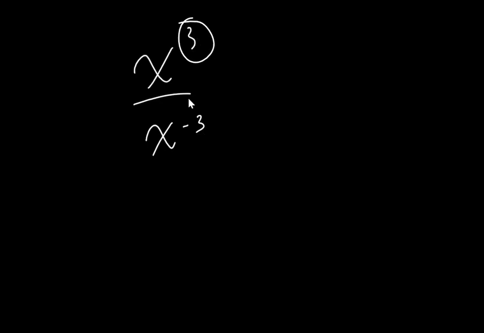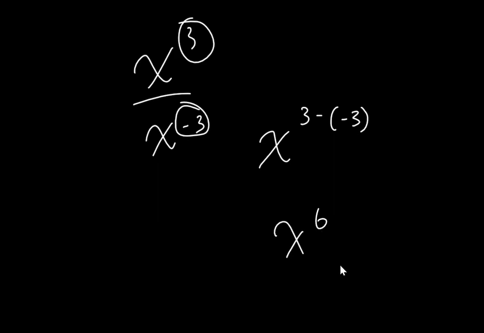And we also learned that a to the b divided by a to the c is equal to a to the b minus c. Same thing applies here. If we have x to the third divided by x to the negative third, number minus this number, so we have x to the third minus negative 3, and we learned that subtracting a negative number is the same as adding, right? 3 minus negative 3 is 3 plus 3. So we have x to the sixth.